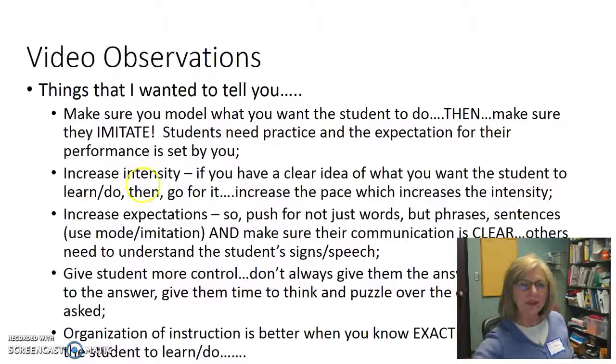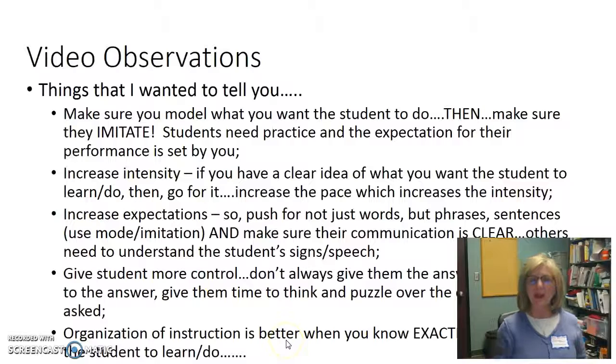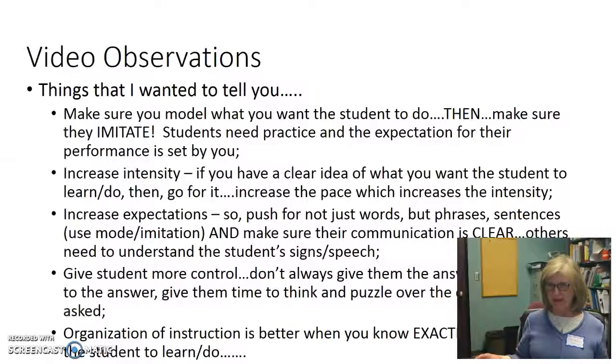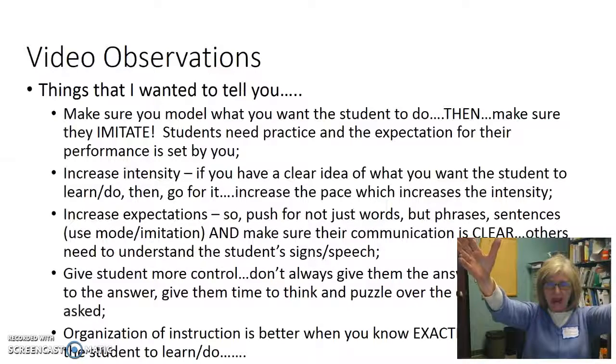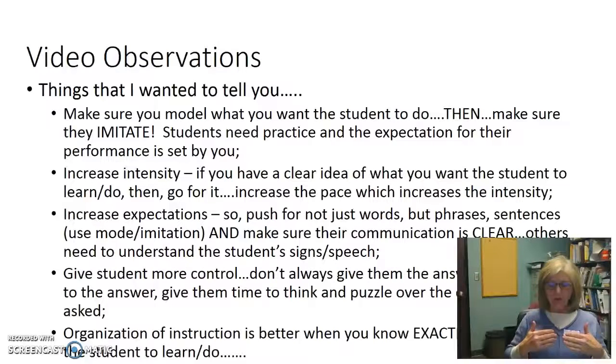And then the organization of instruction is better when you know exactly what you want the student to know and be able to do, and that goes back to the planning part. If you have a really clear idea of what the end is, then you can work the steps from easier to more difficult, but you know where you're going and what you want the student to do. And that helps with the organization of whatever lesson, one lesson, or a series of lessons.